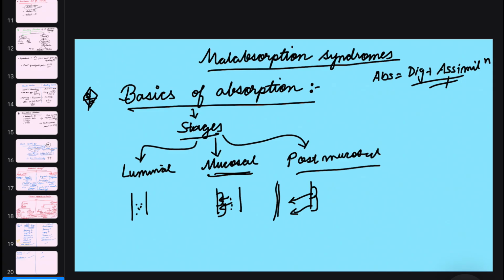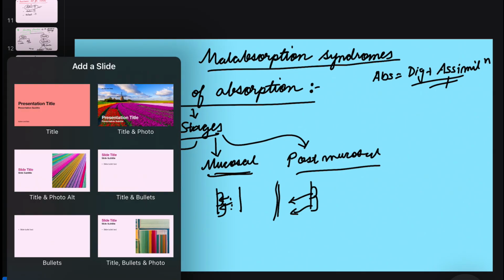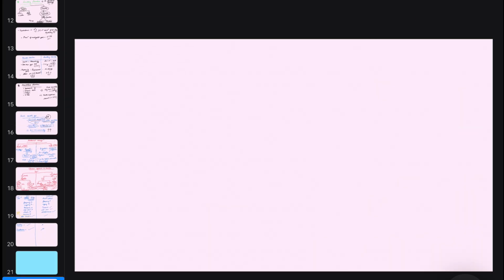Okay. So why is it important for us to know about these different stages? Because when we'll talk about the individual micronutrients, not the macronutrients, that is fat, carbohydrates, proteins, and their absorption details, we'll see that different nutrients have different defects at different stages. Okay, so a luminal defect might be there, a mucosal defect might be there, a post-mucosal defect might be there. So for that, we need to know what these stages actually are.